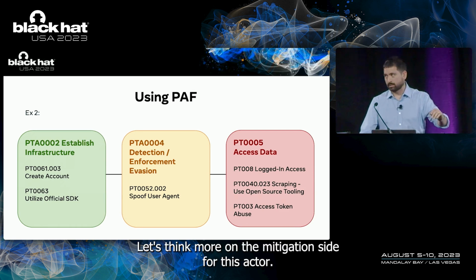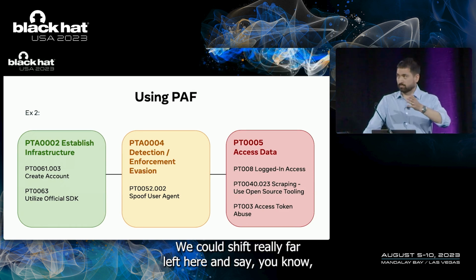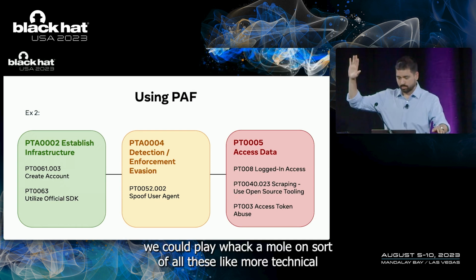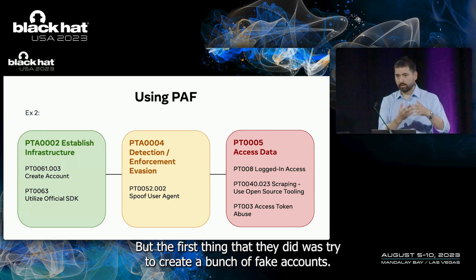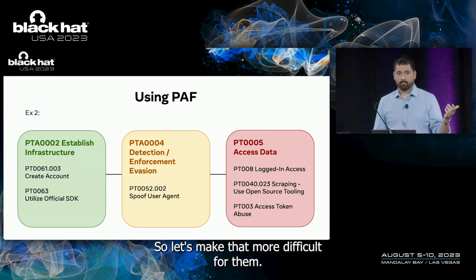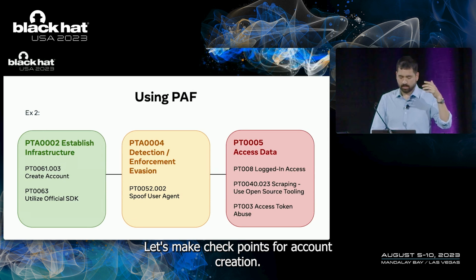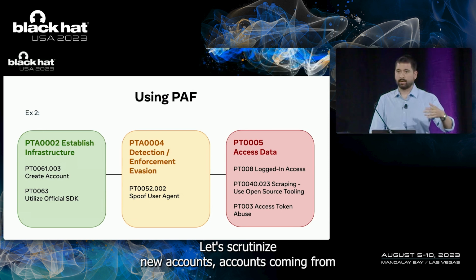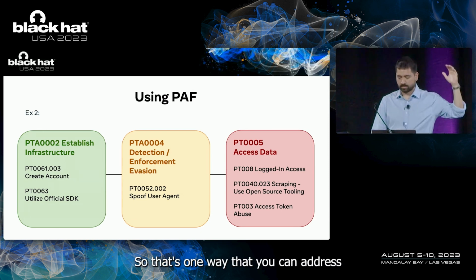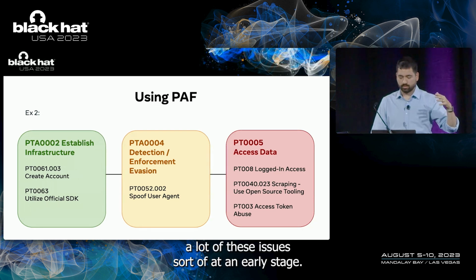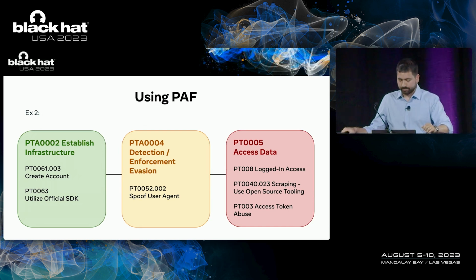Let's think more on the mitigation side for this actor. We could shift really far left here and say, we could play whack-a-mole on all these more technical issues on exactly what they were scraping and all those other things. But the first thing that they did was try to create a bunch of fake accounts. So let's make that more difficult for them. Let's make checkpoints for account creation. Let's scrutinize new accounts coming from cloud IPs or other things that are likely to be adversarial, right? So that's one way that you can address a lot of these issues at an early stage.